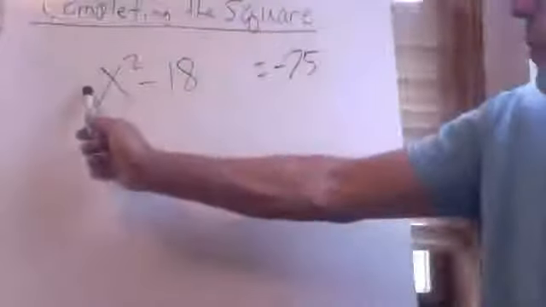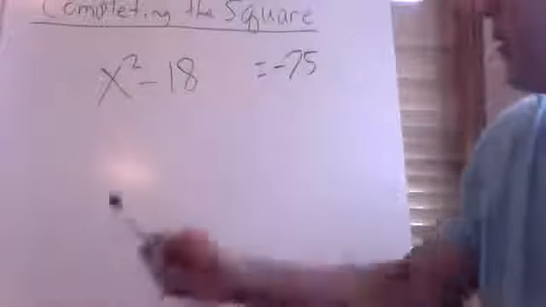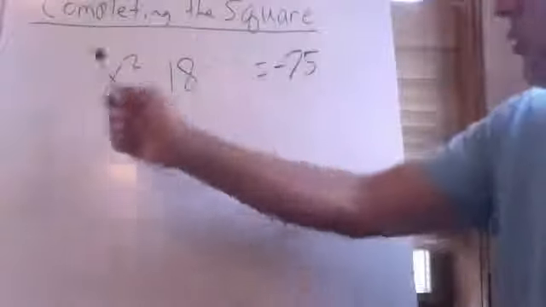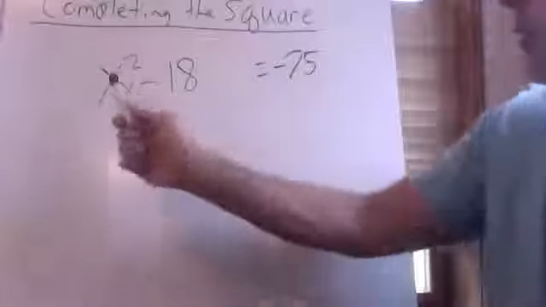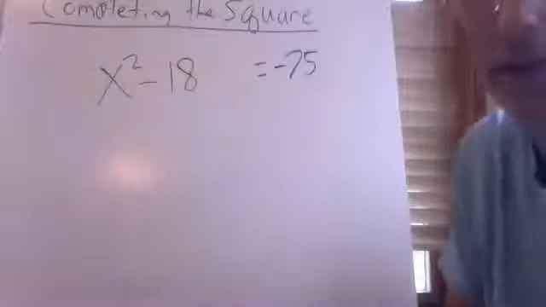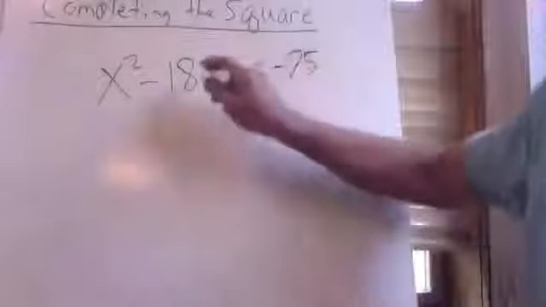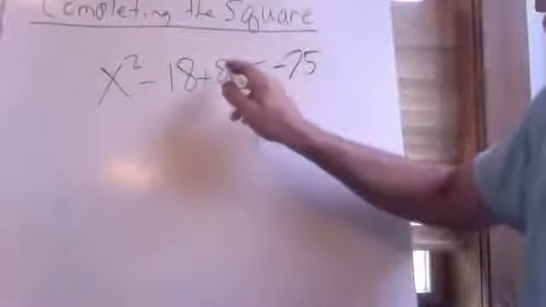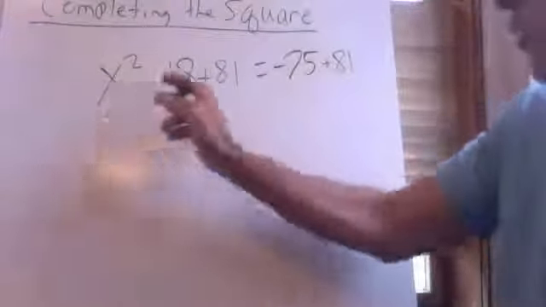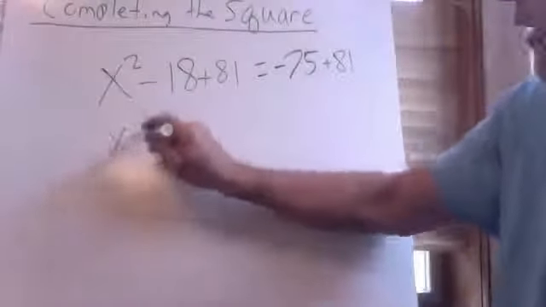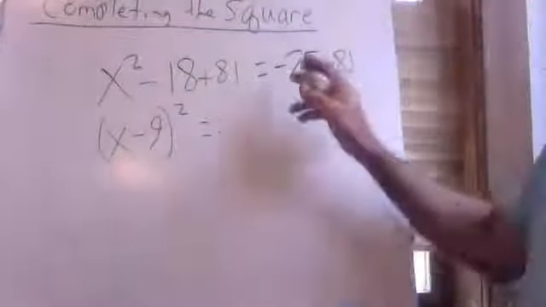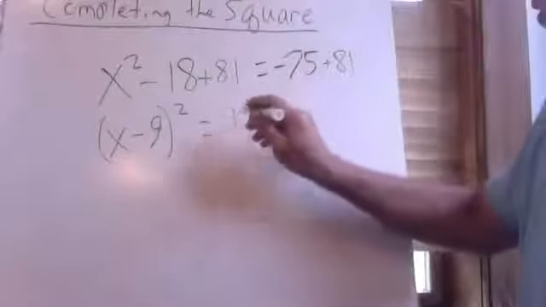First of all, we check and make sure this is a 1. It is. If this was not a 1, if this was a 2, for instance, then you're going to need to divide every single term by 2 to get that to be a 1. Since it's a 1, we can go from there. Look at this and take half of it. Half of that would be negative 9, correct? We square that. That gives you 81. If we add 81 to this side, we have to add 81 to the right side also. This is now a perfect square, so I can rewrite it as x minus 9 squared. And I can rewrite this as positive 16.